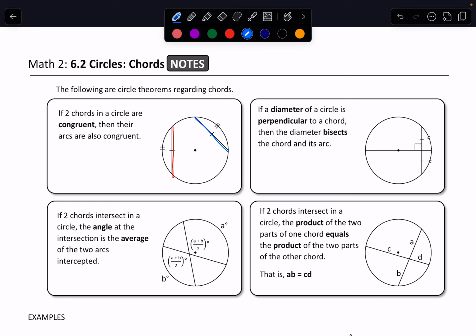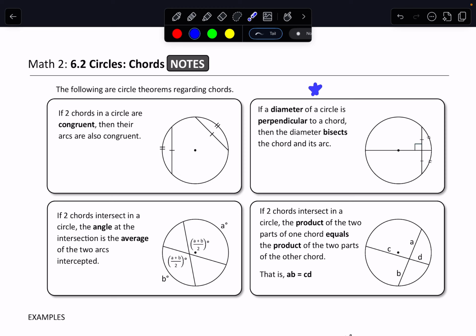Doesn't matter where on the circle they are, if the chords are the same length, then the arcs that go with them are also the same, not the same length as the chord, but they're the same length as each other. Notice on the diagram that if this chord is equal to this chord, then this arc is equal to this arc. Okay?